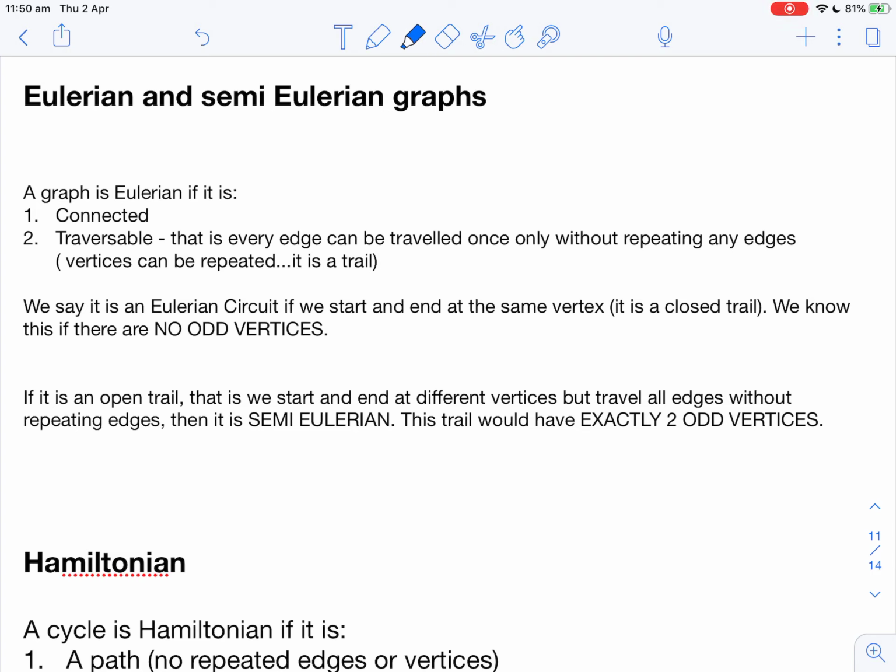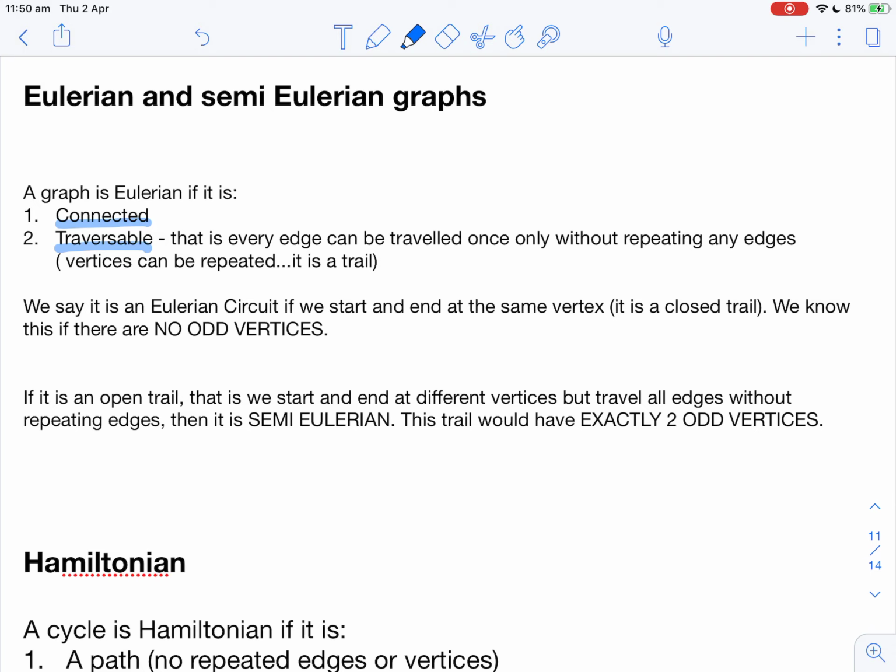Something is Eulerian. Basically I've put two rules here. First of all, it's Eulerian if it's a connected network. And secondly, it must be traversable, which means we can travel right around that network and cover every single edge once only without repeating any edges. We can repeat the vertices, and that's why we call it a Eulerian trail as opposed to a Eulerian path. And again, if we began and ended at the same point, then it would be a Eulerian circuit.